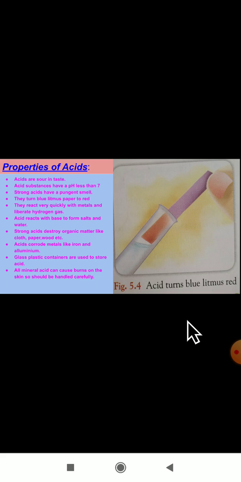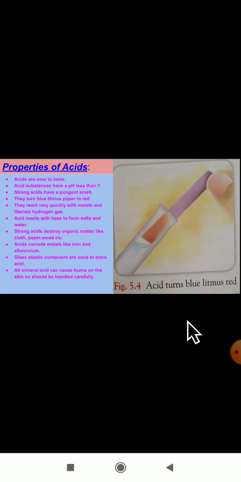Acidic substances have a pH less than 7. See, what is the pH level of an acid here? It is less than 7. Next, you see, strong acids have a pungent smell here. The smell of a strong acid will be pungent. They turn blue litmus paper red. What will they do? They will turn the blue litmus paper red.